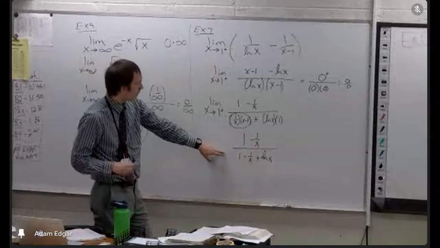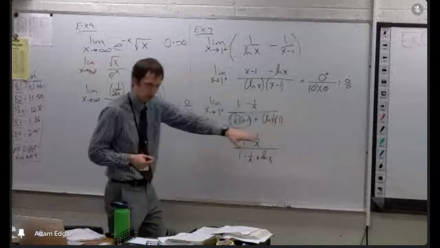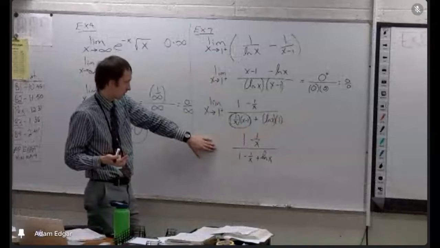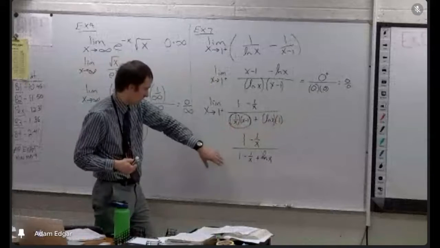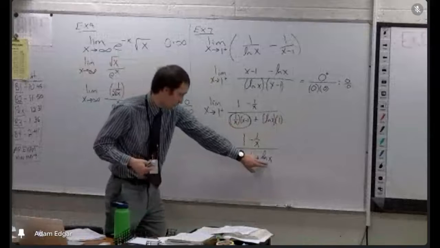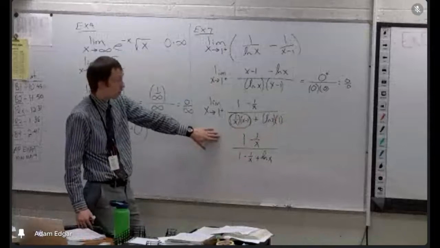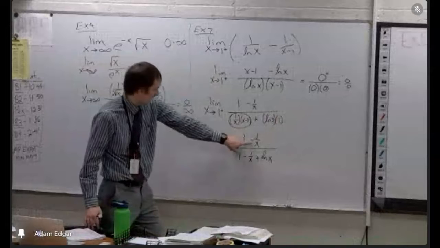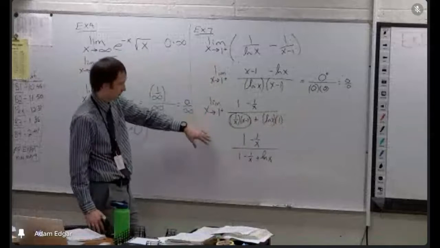Well, what if we just did L'Hopital's rule again? We already know that works because we got 0 over 0. 1 minus 1 over 1 is 0. 1 minus 1 is 0. Ln of 1 is 0. So it's 0 over 0. We could just do L'Hopital again. Or we can say, you know what? I don't want to deal with a fraction within the fraction. Let's multiply by fancy 1 and make that disappear.